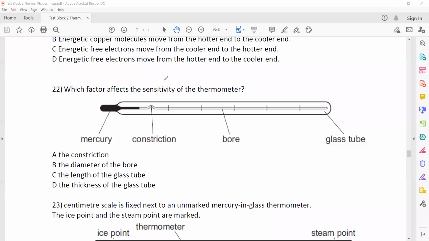If we want to make a thermometer sensitive, we should use a narrow capillary or a large bulb to make it sensitive, which increases the amount of liquid. So what should be done?